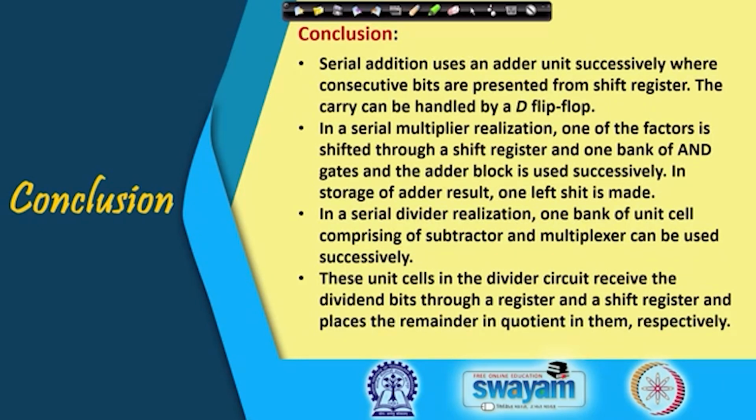Okay. So, in serial divider realization, the one that we have seen, we have a unit cell based approach where one bank of unit cell comprising of subtractor and multiplexer is used in a successive manner. Okay. And these unit cells in the divider circuit receive the dividend bits through a register, and a shift register where shift register introduces the lower 4 bits, and the remainders are stored in the higher bits, that is D7, D6, D5, D4, the way you have seen, and D3 to D0 now is the placeholder for the quotient. Okay.